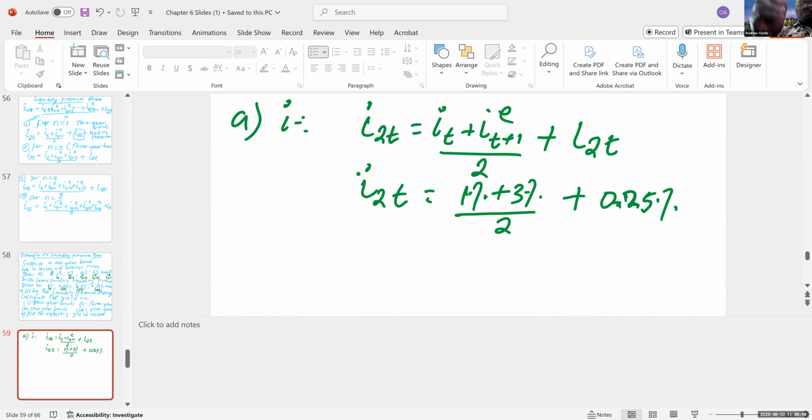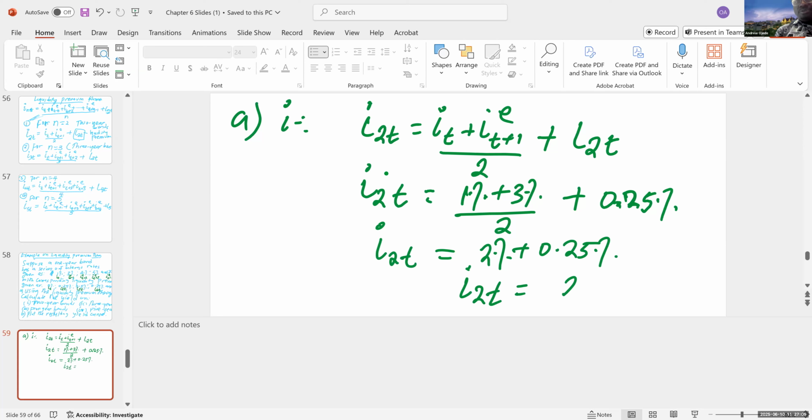Okay. So that means, based on the liquidity premium theory, this is going to be equal to 1% plus 3% divided by 2, which is 2%, plus 0.25%. So I2T is going to be equal to 2.25%. Very easily done.